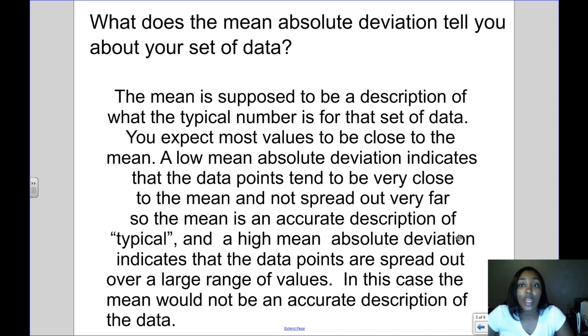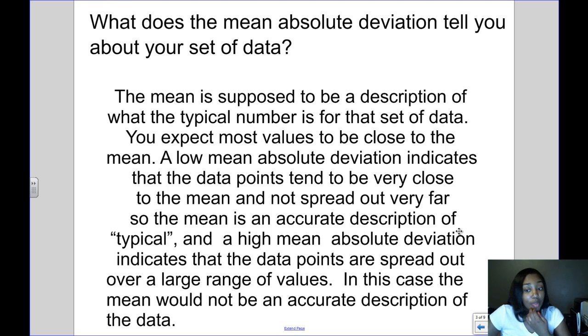So what does the mean absolute deviation tell you about your set of data? The mean is supposed to be a description of what the typical number is for that set of data. So you expect most of the values to be close to the mean. And so a low mean absolute deviation indicates that the data points tend to be very close to the mean and not spread out very far. So we would consider the mean to be an accurate description of what will be typical for that set of data.